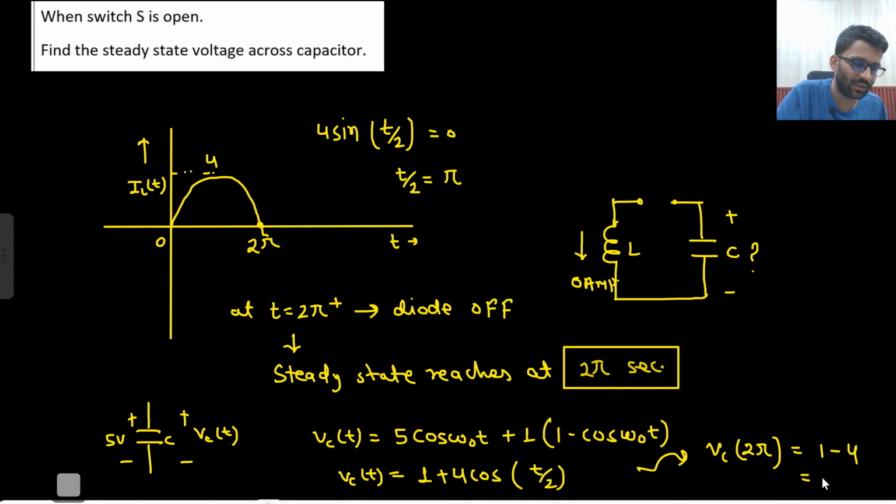So 1 minus 4. That means minus 3 volt. So at this time, you would be having minus 3 volt here. Say yes or no. You would be having minus 3 volt here. Or you can say I was having 3 volt in this direction.